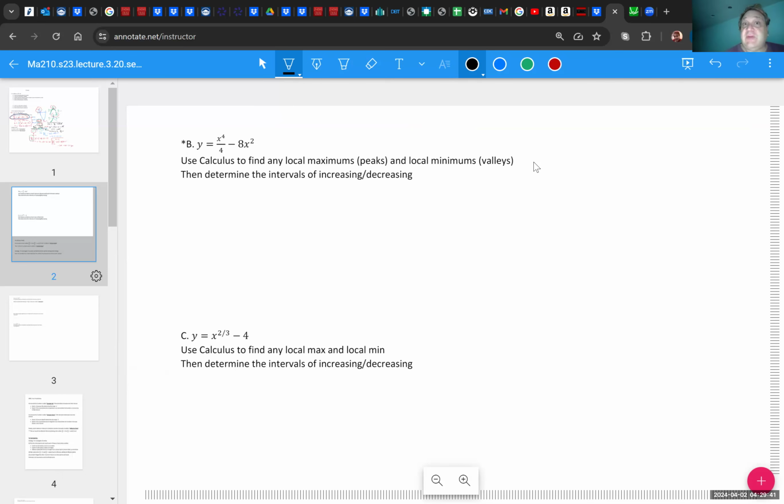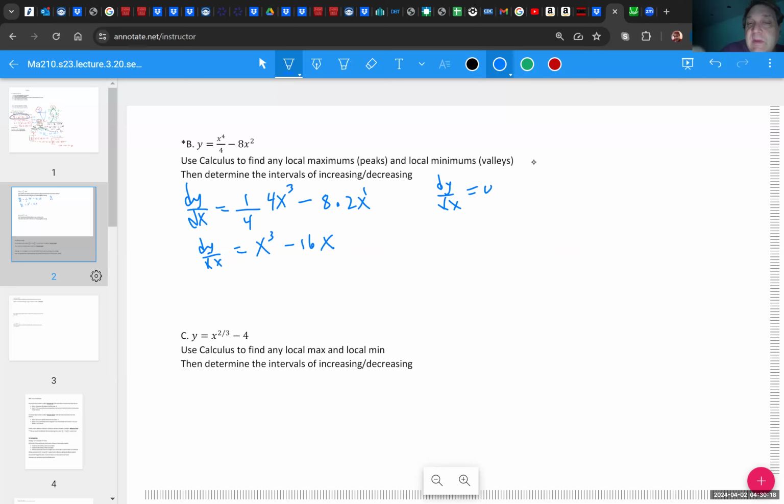Okay, so strategy: we're going to be trying to find out when the derivative is equal to 0, or possibly undefined. So we're going to find the derivative, dy dx. The 1/4 doesn't affect derivatives because it's multiplied. Neither does the 8. I'll just do a little simplification here. This is x cubed minus 16x. Then I will find out when the derivative is equal to 0, and also try to find when the derivative is undefined.